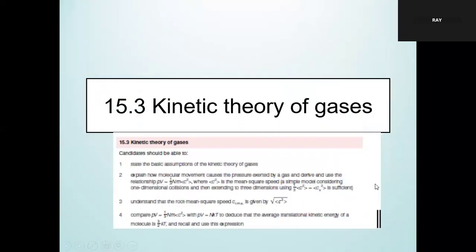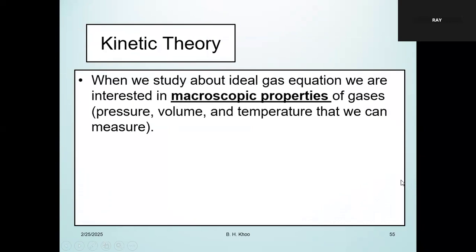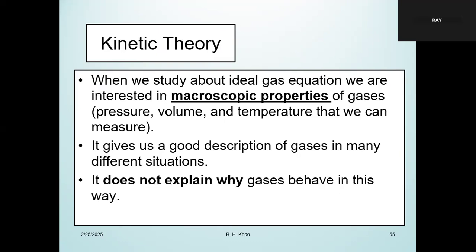Right? That's the syllabus. Page 64. When we study the ideal gas equation, we are interested in macroscopic properties of gas. Example would be pressure, volume, temperature that we can measure. It gives us a good description of gases in many different situations. It does not explain why gas behaves this way. It doesn't tell you why, at constant temperature, pressure is inversely proportional to volume for Boyle's law. It tells you there is a Boyle's law, that's all.